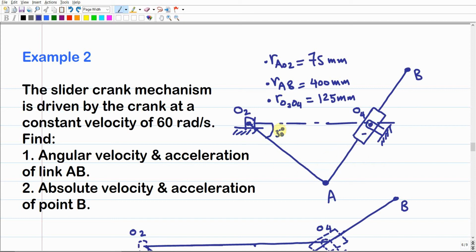Okay, so generally this is the mechanism, and there are some given data regarding the dimensions. The distance O2O4 is given as 125 millimeter, and the AB length is given as 400 millimeter. The length O2A is given as 75 millimeter, and it is mentioned that the slider crank mechanism is driven by the crank, which is O2A, at a constant velocity. Again, the velocity is constant. It means that there is no angular acceleration for this link O2A, which is 60 radian per second.